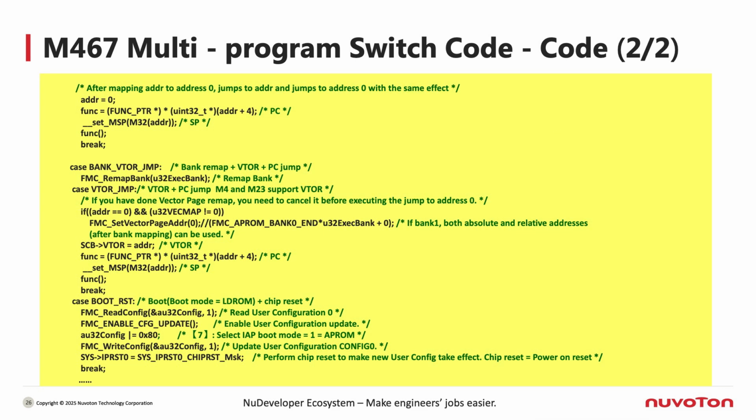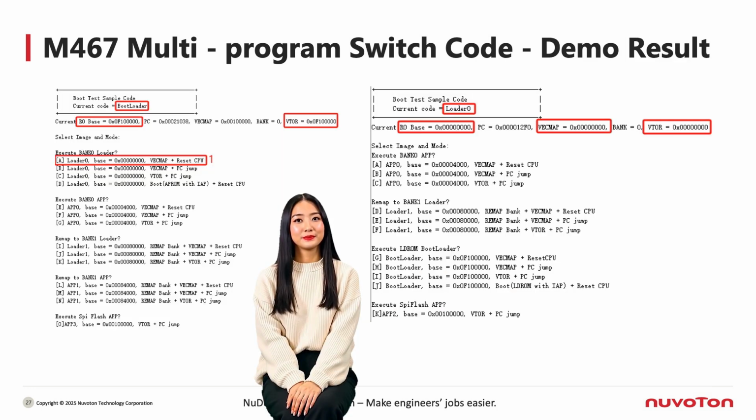Next is the fifth method, bank remap, modifying VTOR, program pointer jump. The sixth method is to modify VTOR and redirect the program pointer. The last method is to modify the boot mode in the config and reset the chip to implement program switching code. This is the result of program execution.